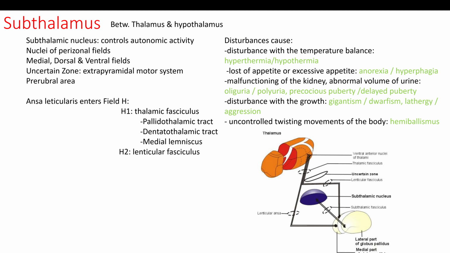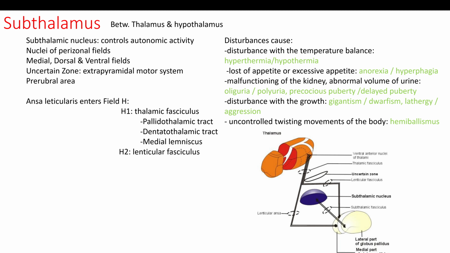Here the subthalamus is situated between thalamus and hypothalamus, near the internal capsule, connected with the cerebral peduncle margins, and consisting of the subthalamic nucleus, controlling autonomic activity, nuclei of prerubral fields, medial field H, dorsal field H1, ventral field H2. Zona incerta, we call it uncertain zone, plate of gray matter between thalamus, hypothalamus, and subthalamic nucleus, belonging to the extrapyramidal motor system. It has the prerubral area and ansa reticularis, which goes under the internal capsule from the outer portion of globus pallidus and enters Forel's field H.